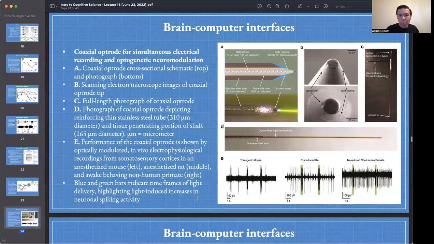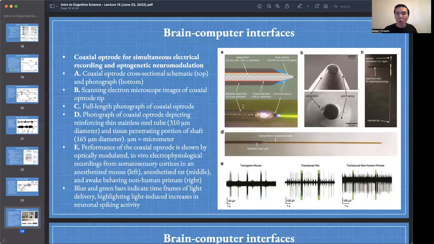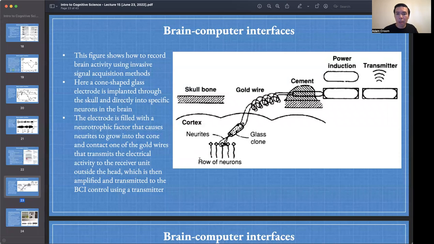And then in this figure, we have the performance of the coaxial optrode in vivo, electrophysiological recordings from the somatosensory cortices of a mouse, rat, and non-human primate. So this is an anesthetized mouse, an anesthetized rat, and an awake behaving non-human primate. The blue and green bars indicate timeframes of light delivery, highlighting light-induced increases in neuronal spiking activity.